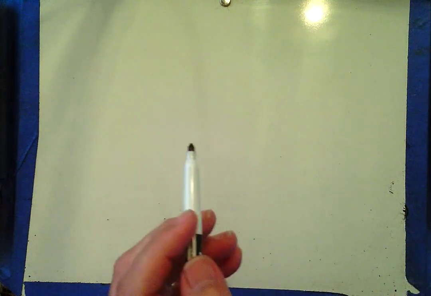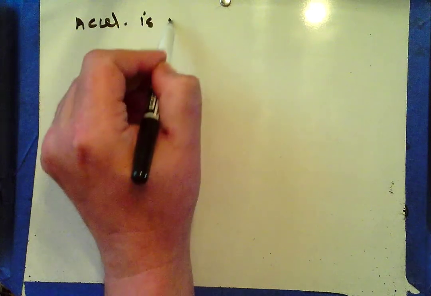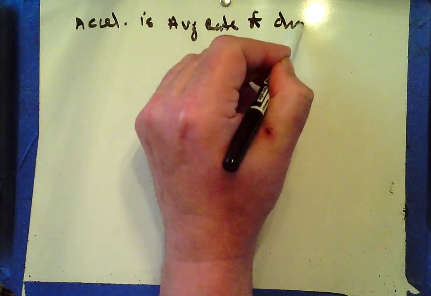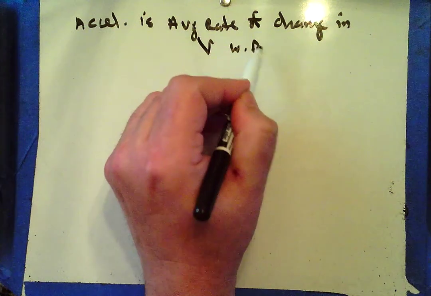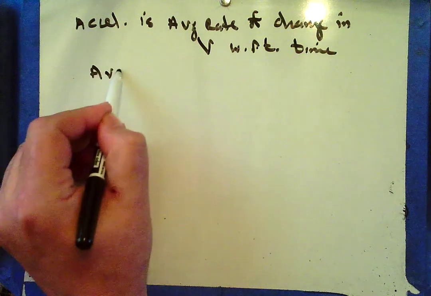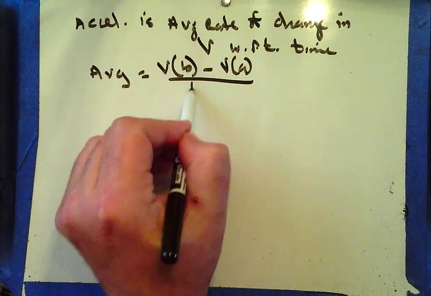The units are meters and meters per second. Use the data to approximate Ben's acceleration. Now notice it says approximate Ben's acceleration at 5. Well, I know that the definition of acceleration is average rate of change in velocity with respect to time. So average acceleration will be v of b minus v of a over b minus a.